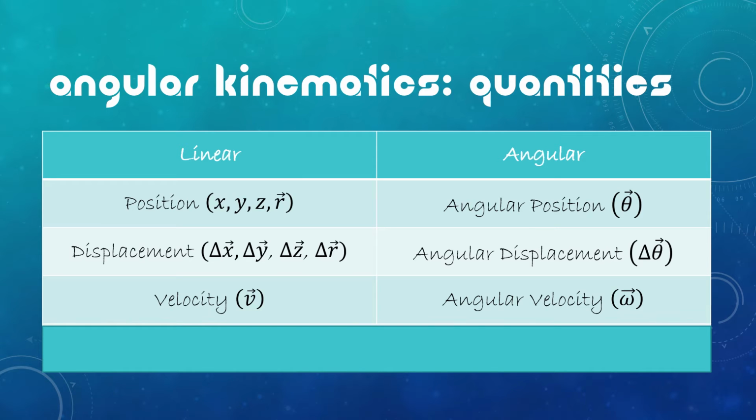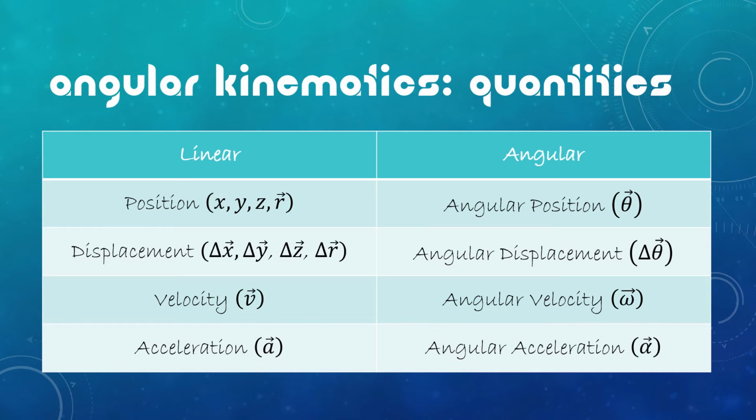Next, we learned about velocity. We talked about how we could have an average velocity or an instantaneous velocity, and we use the symbol v. With angular motion, once again, we can have an average or an instantaneous, and we use the symbol omega. While it looks a lot like a W, it is a Greek letter called omega. Lastly, we learned about acceleration, average acceleration and instantaneous acceleration. We use the symbol a for acceleration with linear motion, and similarly, we can have an angular acceleration, and we use the symbol alpha. Again, that's the Greek letter alpha for angular acceleration.